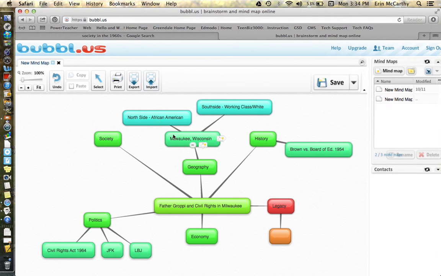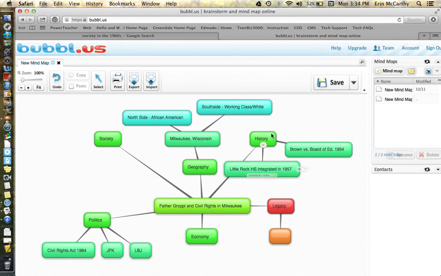What you need to do next is just to start to fill in things you already know. So I know geography, I'm going to be talking about Milwaukee, the north side and the south side, the major neighborhoods. Then I'm going to fill in the history. What is the history that I already know about this time period? I know Brown versus Board of Ed. I know Little Rock High School was integrated in 1957.